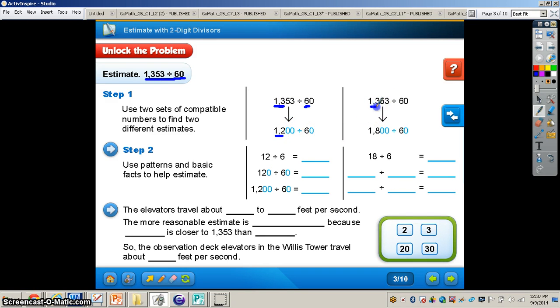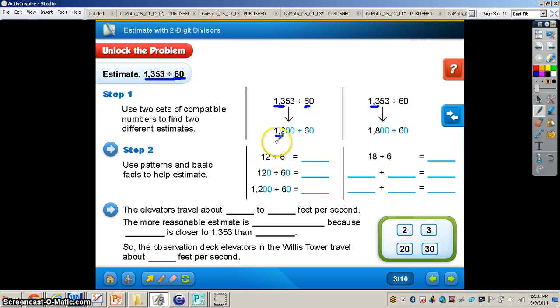Another number that we can use: taking that 13, what is the next closest number that is compatible with 6? That is 18. So we change that 13 to 18, drop down our zeros, and keep that 60 the same.